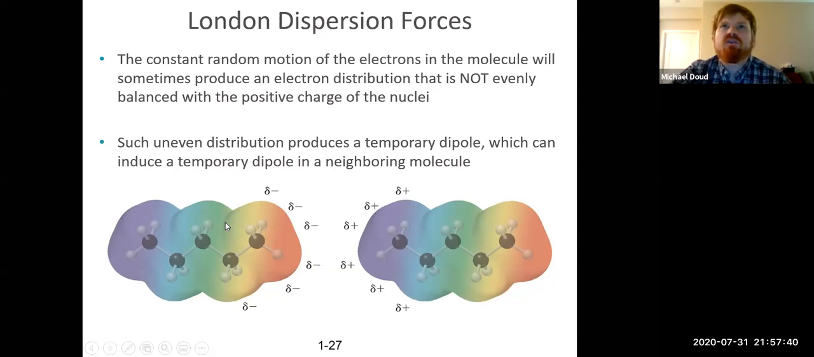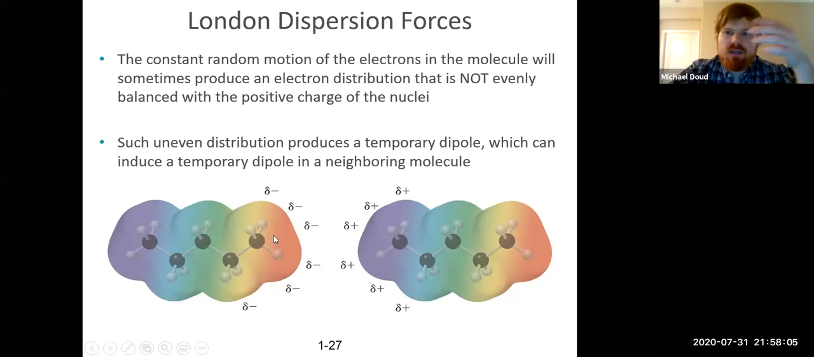It's just like if you shake a bunch of dice, okay? So shake a bunch of dice in a box. Sometimes all the dice are going to end up on one side of the box, and sometimes they're going to be on the other side of the box. Sometimes they'll be evenly distributed. That gives us this idea of this temporary dipole. Now, once we have this temporary dipole where the electrons happen to be on one side of the molecule more than the other, that gives us a partial negative charge.